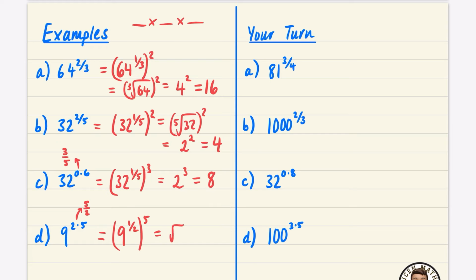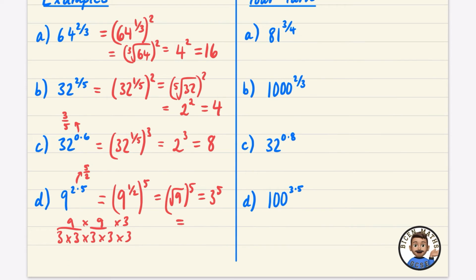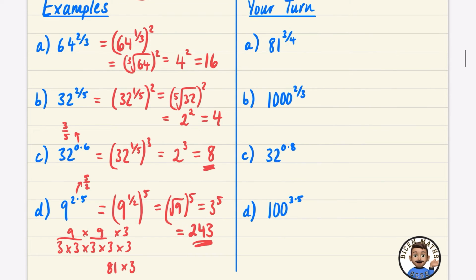That's the square root of 9 to the power of 5. That's 3 to the power of 5. So that's 3 times 3 times 3 times 3 times 3. Okay, well that's a 9 times 9. That's 81. So it's 81 times by 3. And 81 times 3, that's going to be 243. So 9 to the power of 2.5 is 243.